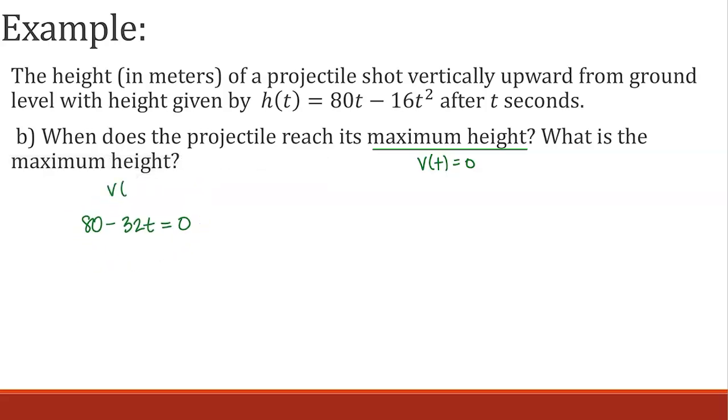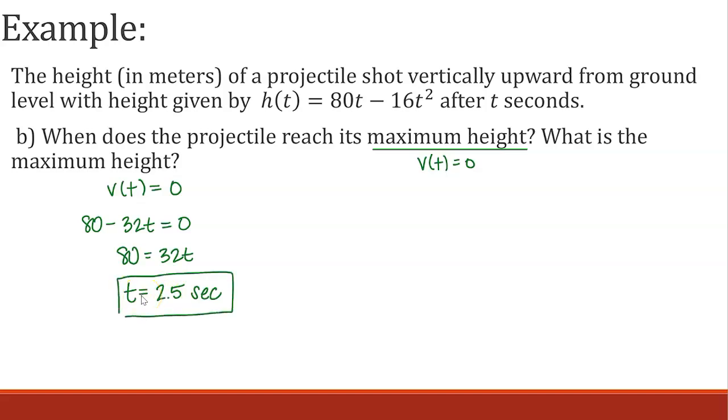So let me add that extra detail up here. We're setting v of t equal to 0. And so we end up with 80 equals 32t. If I divide by 32, I get t equals 2.5. And the units there, since it's a time, would be seconds. So this answers the first part of the question. When does the projectile reach its maximum height? Well, that time is at 2.5 seconds.